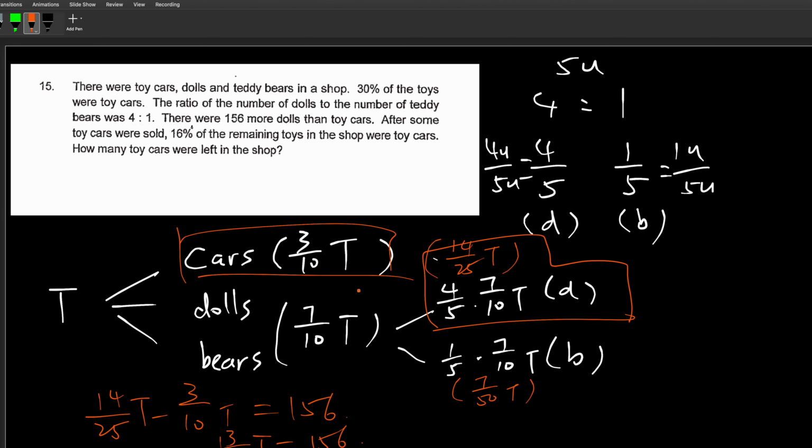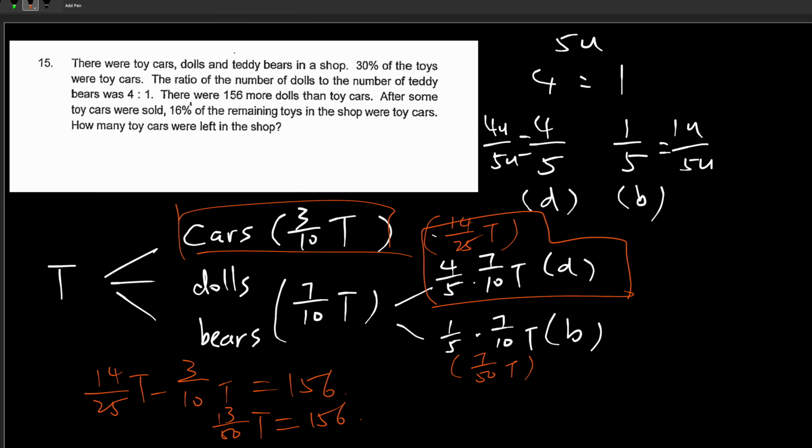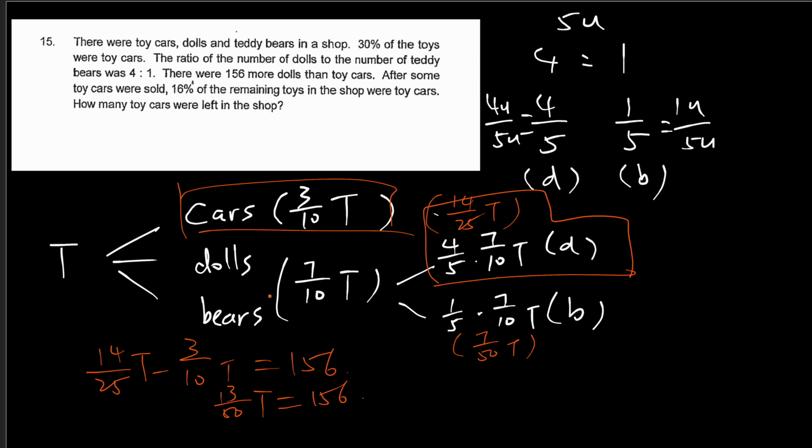Okay, looks like I need to move it. Sorry, I need to move it slightly above. So can you get me the T? 600. Very good. So the T is 600. Now you just put the T back, 600, right? So if 600 is T, toy cars is?